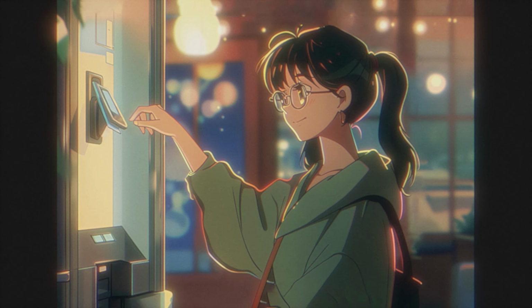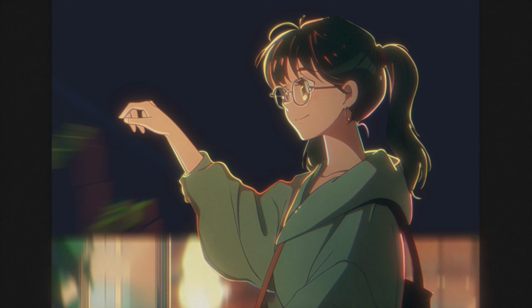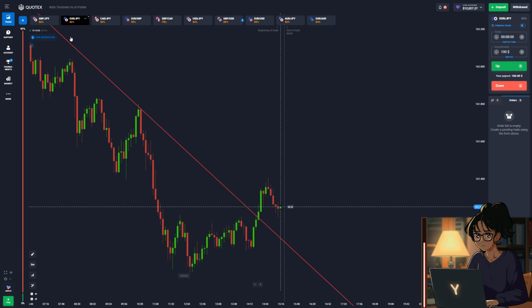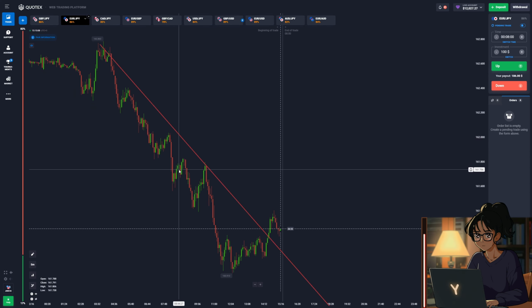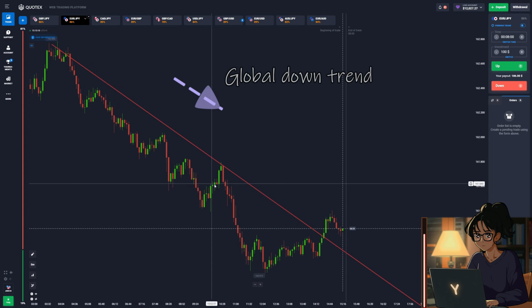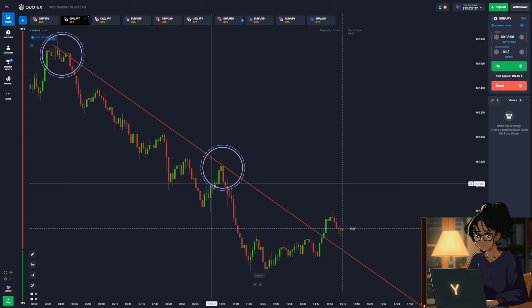Now, let's lock in everything we've learned by looking at real charts. Here's a chart where we can apply the back to trend strategy. Notice the key condition right off the bat. A clear trend movement. Start by drawing a trend line through 2 key points. You'll see that the price has already broken this trend line.